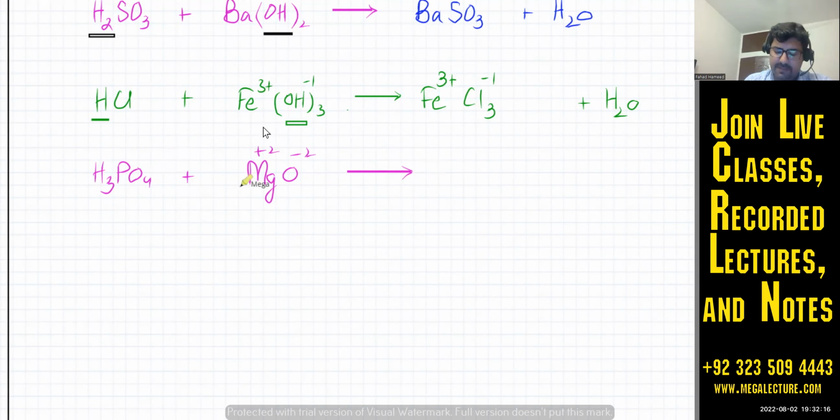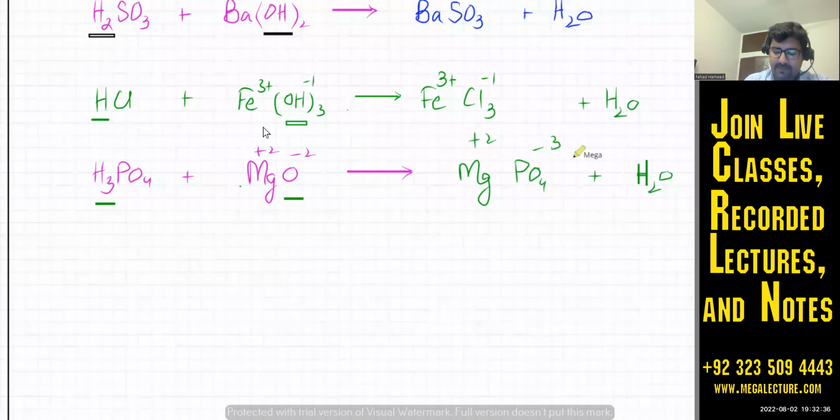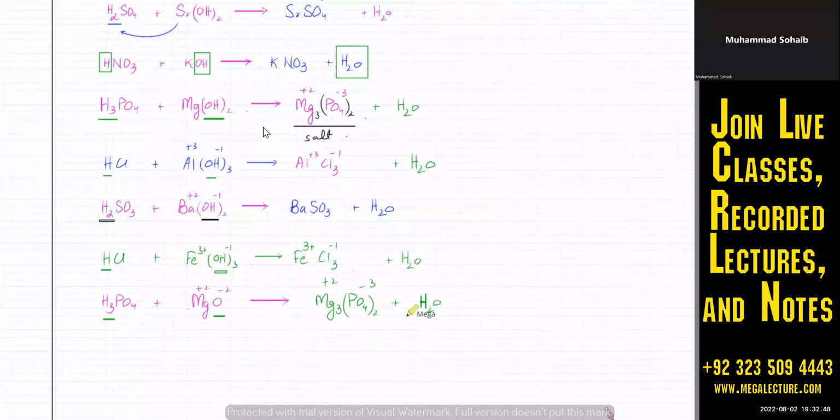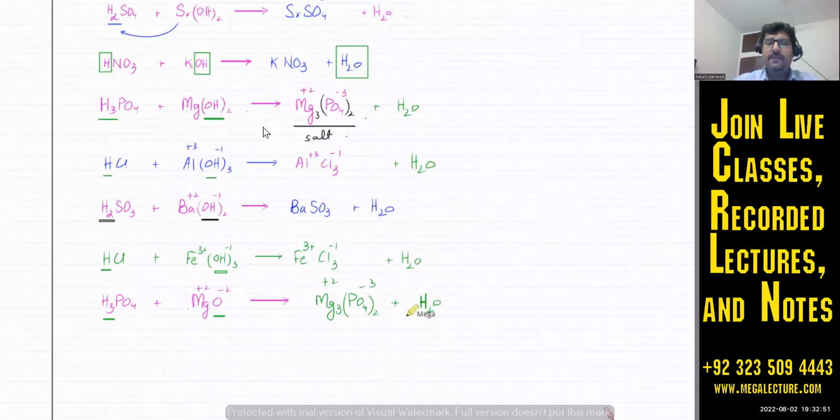Exactly, so the same thing will happen. The H and the O will combine and they'll form water. And what will be left is Mg and PO4. That's your salt. Mg is group 2, so that's +2. PO4 is -3 in the table above. So it's going to be Mg3 and PO4 twice, Mg3(PO4)2. Okay, clear? Yes, sir.